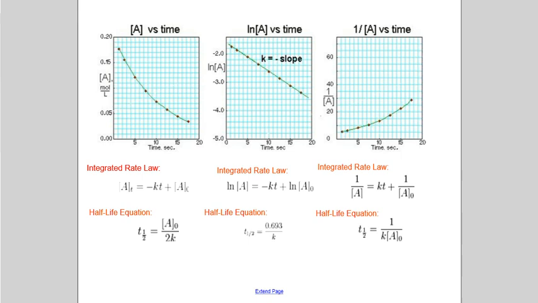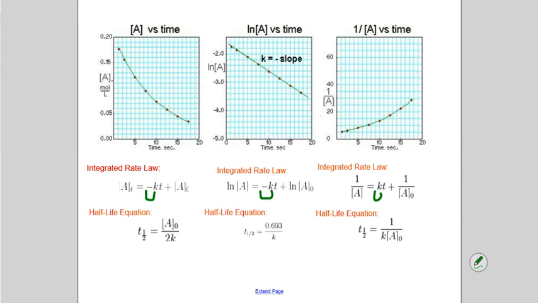Now, some important things to notice here. Zero order, it is negative KT. First order, it is negative KT as your slope for this graph. Second order, it is positive KT. So zero order and first order will both have a negative slope, whereas second order has a positive slope. That's one of the important things to remember when you're trying to remember which equation you want to use and how to set everything up. Second order has the positive slope. The other two are negative slopes.